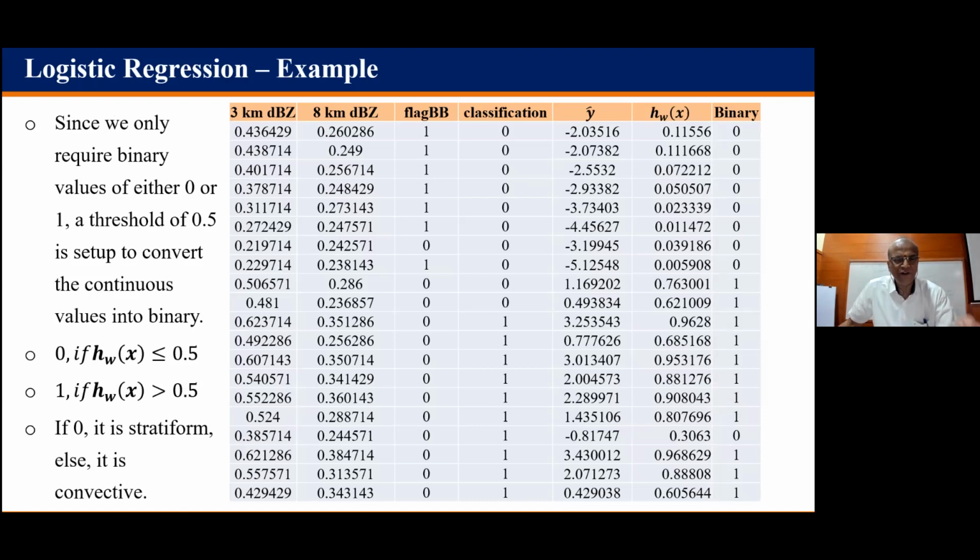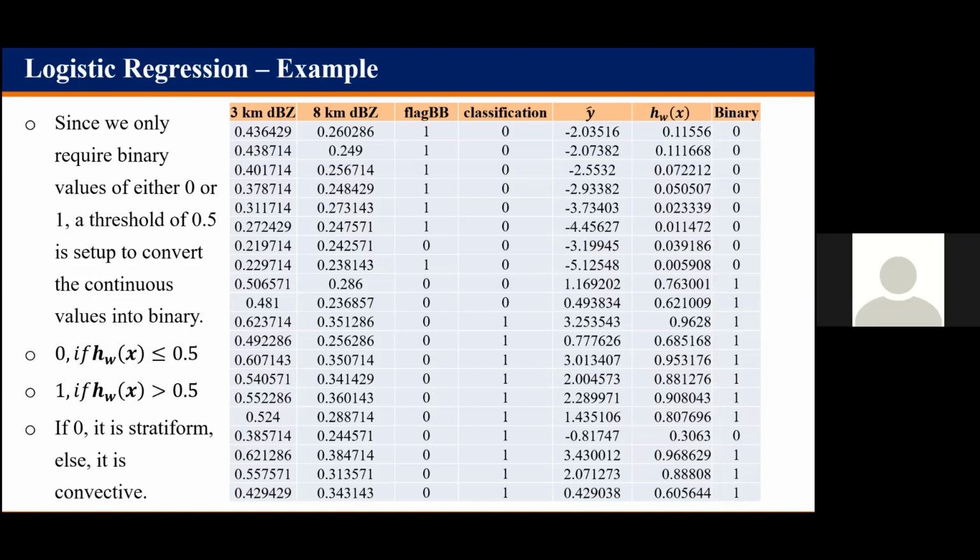If it is less than 0.5, the binary classification is 0. If it is greater than 0.5, it is 1. So look at this column: 0.76 is more than 0.5, so I put 1. 0.5908, I put it as 0. 0.039, and please note that I'm reading the last-but-one column, h_w(x). Is everybody with me?